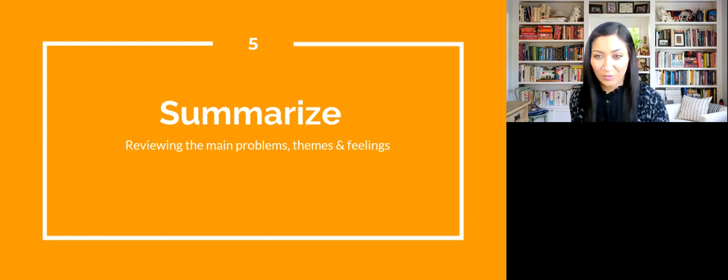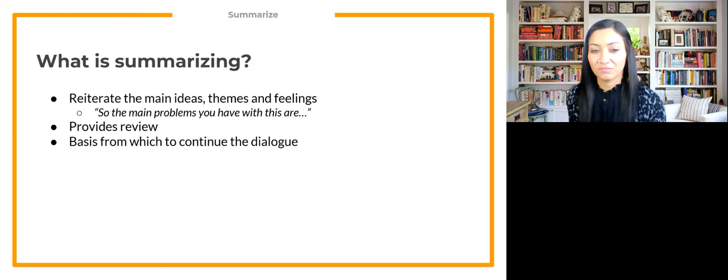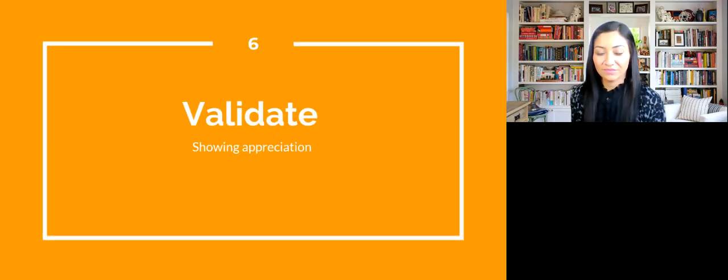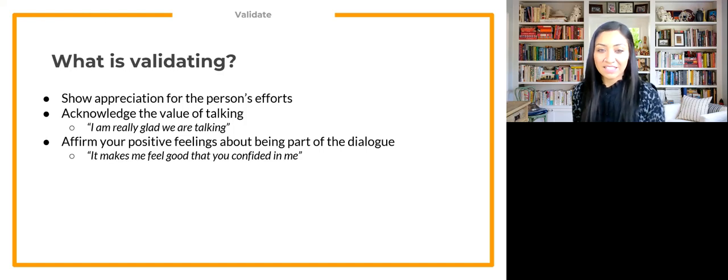The next step is to summarize. Summarizing is reiterating the main problems, themes, and feelings. It provides a review and is the basis from which to continue the dialogue. The last step is to validate. Active listening is a lot of work for all parties involved in the dialogue. It is important to show appreciation for the other person's efforts and acknowledge the value of talking. Affirm your positive feelings about being part of the dialogue.